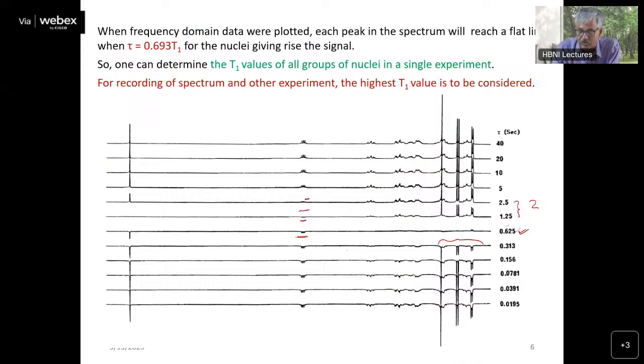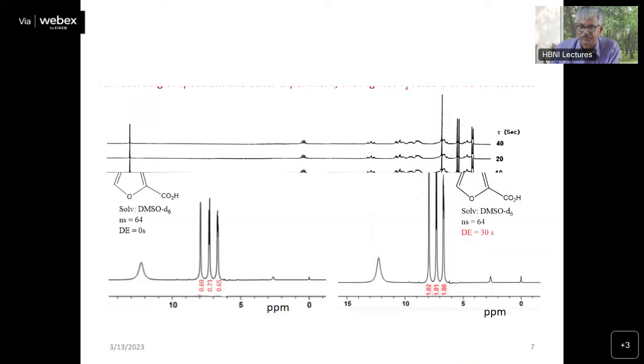So you must consider the longest T1 for the whole spectrum. If you want to use T1 for further experiments, you have to use the group of protons whose T1 is the longest. That's why you should not select only one peak. You should select the whole spectrum, see which group of protons has the maximum T1 value, and use that parameter for your other experiments.